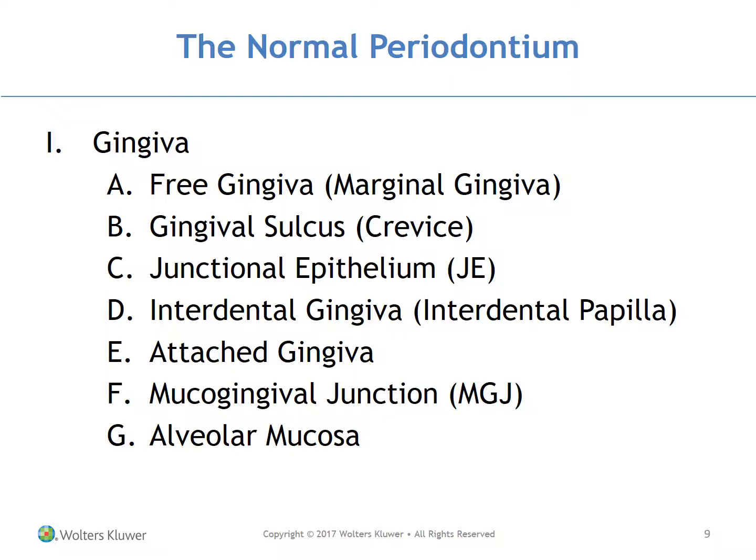Now, the sulcus is what we call that space between the free gingiva and the tooth, okay? And the base of that is the junctional epithelium, the attachment. So that's where you should see this gingival groove, okay? Now, in health, that area is called a sulcus, but in disease, it's called a pocket. Okay?